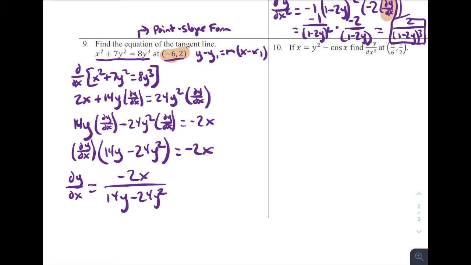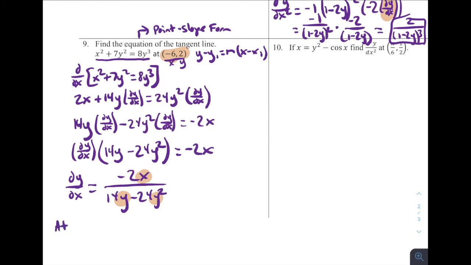All right, we found the derivative here. Now, though, we want to find the slope. So we know the slope at negative 6, 2. This is our x value. This is our y value. We're going to plug those into this equation for our x and our y here to find out what that slope is. So what is that?